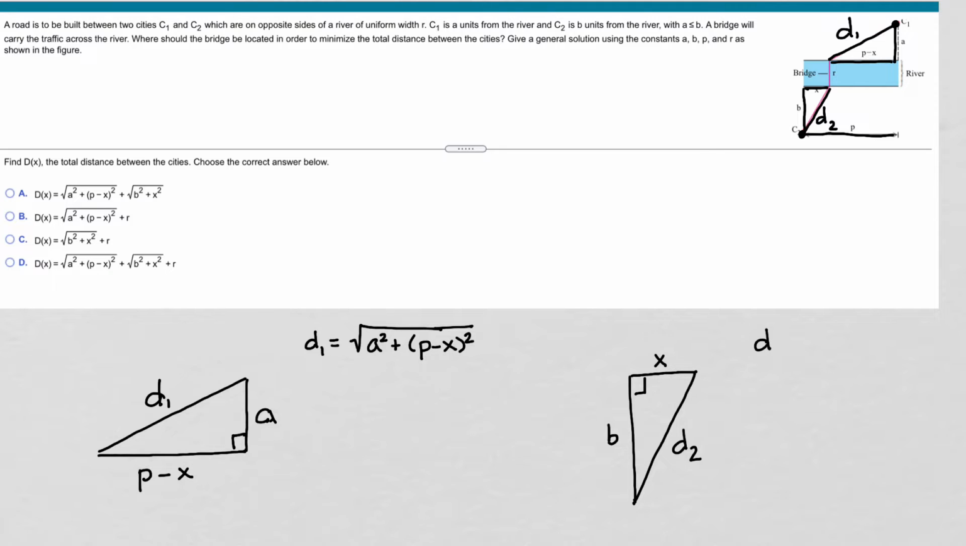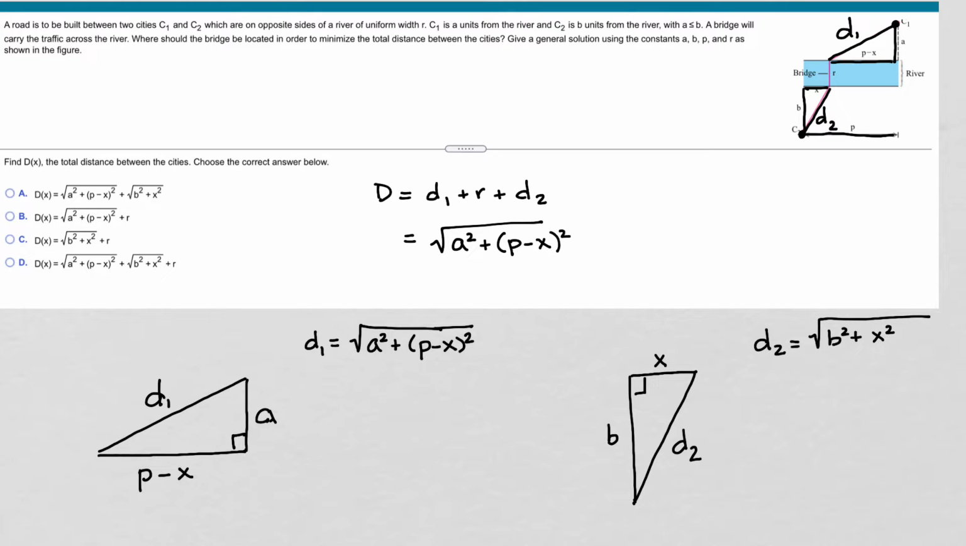And then D2 is the square root of B squared plus X squared. So our total distance is going to be D1 plus R plus D2. So that is the square root of A squared plus (P minus X) squared, plus R, plus the square root of B squared plus X squared. So that would be D.